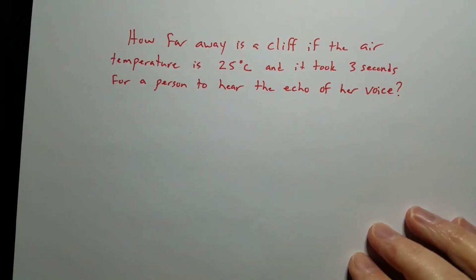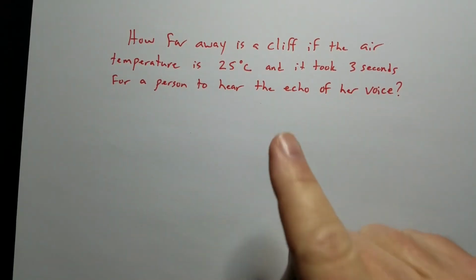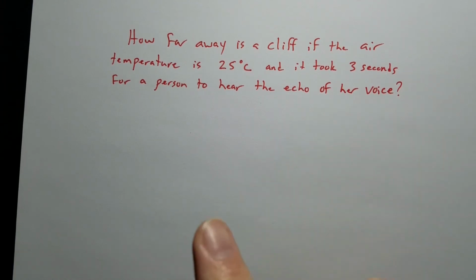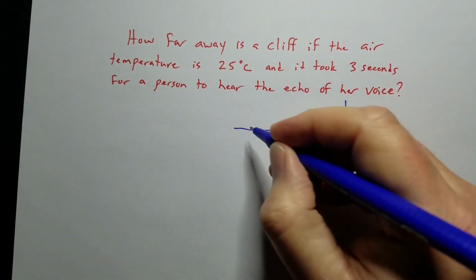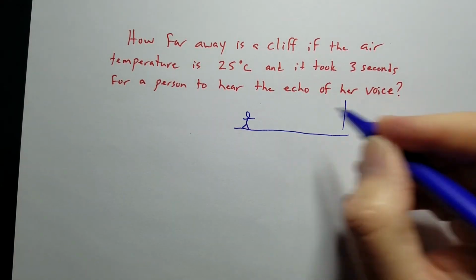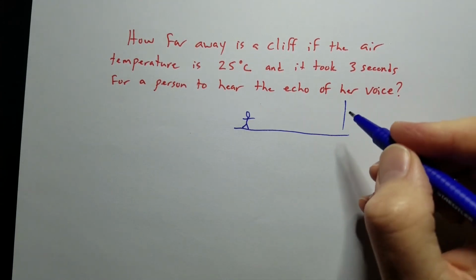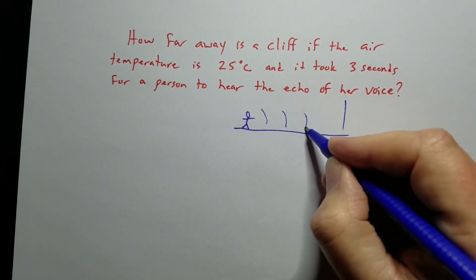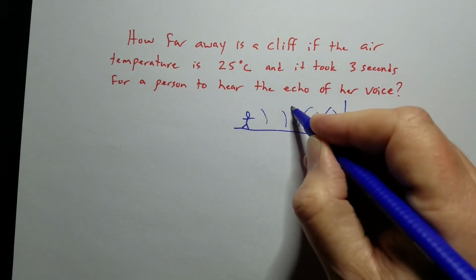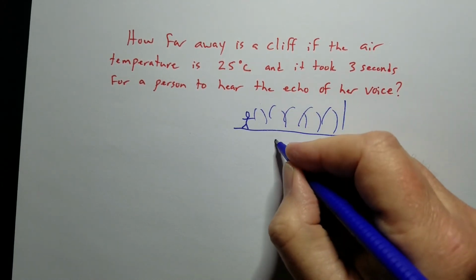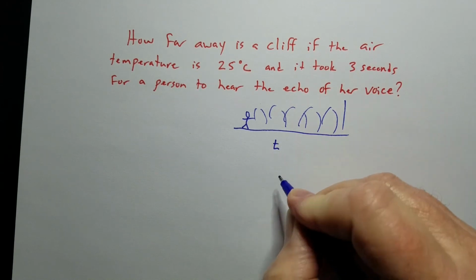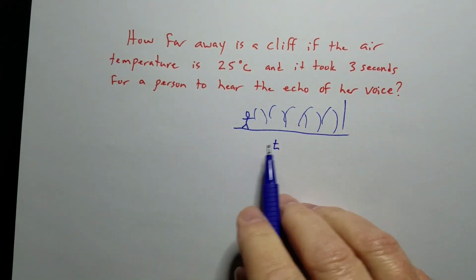All right, on this one, we actually do want to know the distance. And we got an air temperature again. So we've got a person standing in front of a cliff. They yell. It takes 3 seconds for them to hear the echo. Okay, now this is important. And we want to know how far away the cliff is.